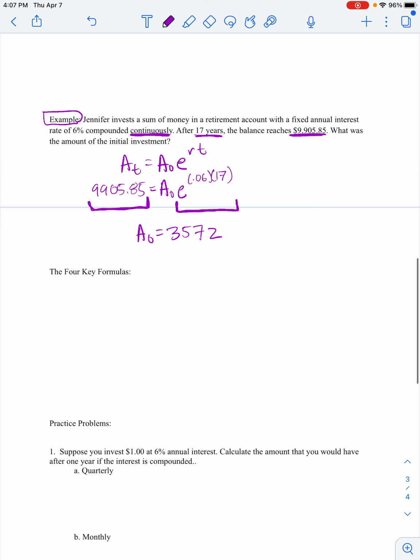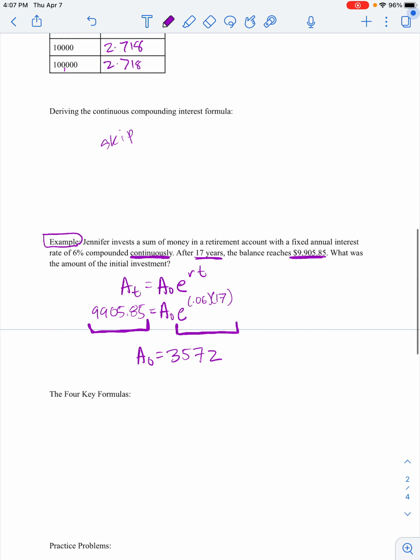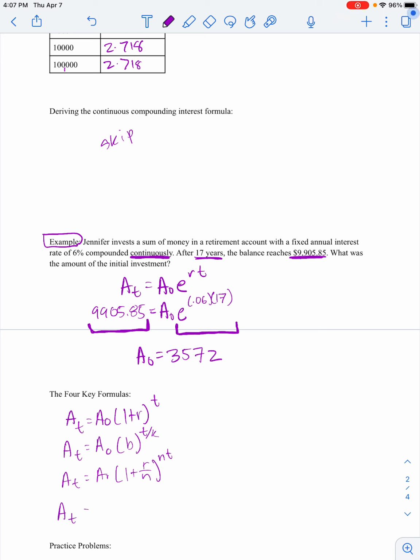So we really have 4 key formulas. Your note sheet doesn't have this part, so just write it down somewhere else on your sheet. But the 4 key formulas: we have simple compounding interest. We have our half-life formula, or our doubling time formula, or our tripling time formula. We have our compounding interest formula. And then we have our continuously compounding interest formula.